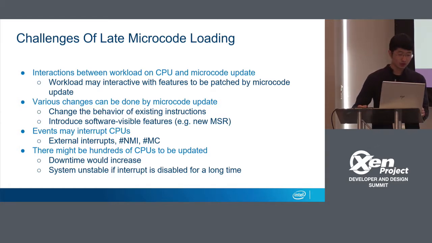Another challenge is that there might be hundreds of CPUs to be updated. In this case, if you process the loading serially, the downtime would increase. And generally, when interrupts are disabled on the whole processor, we consider the system would be unstable if interrupts are disabled for a long time.